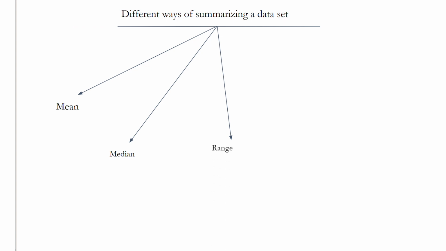The different ways of summarizing a dataset. The first way is the mean. Second is the median. Third is the range. And finally, the fourth is the 5-number summary. In today's video, we'll only be going through the mean, median, and range. We'll be going through the 5-number summary in another video. These are the 4 most important ways of summarizing a data set. There might be more, but these are the most important ones. Let's start with mean.